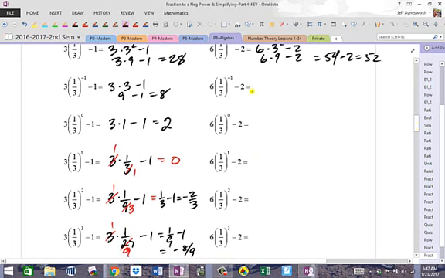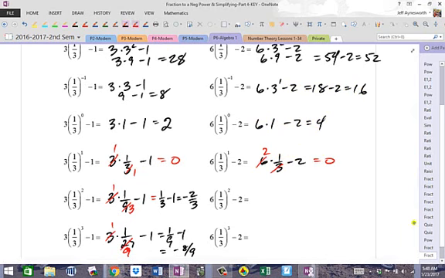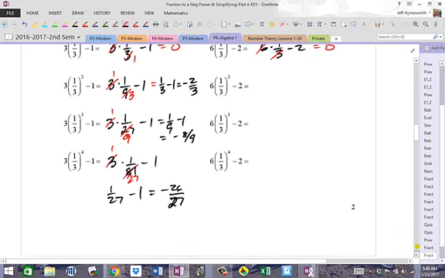Here we have 6 times 3 to the first minus 2. 18 minus 2 is 16. 6 times 1 minus 2 is 4. 6 times 3 to the negative 1 minus 2. 3 and a 6 is 2, times 1 is 2, minus 2 is 0. Going through basics here. All right, doing great, hopefully.